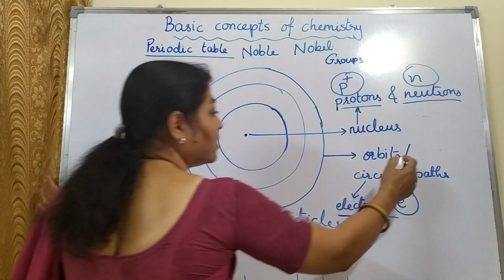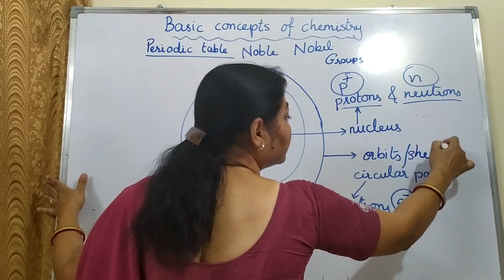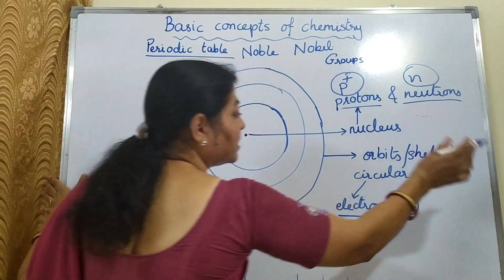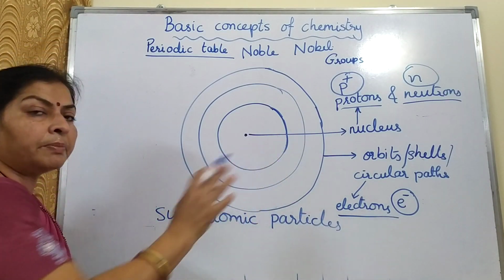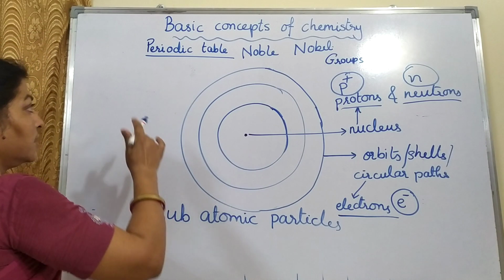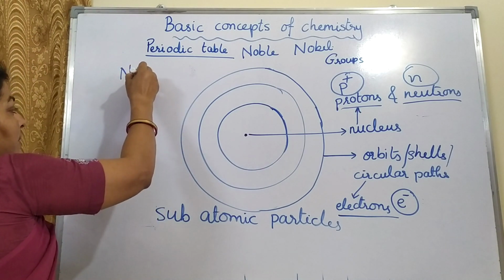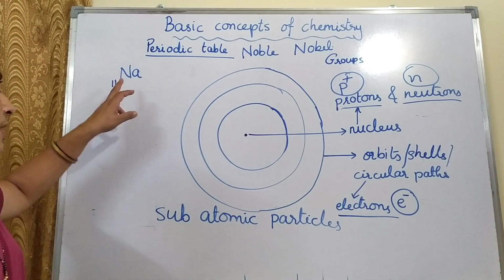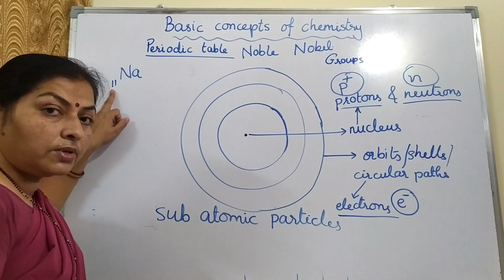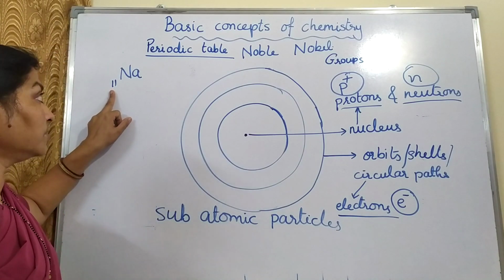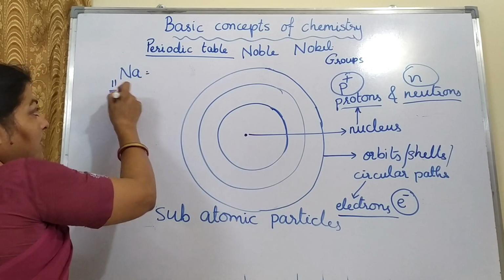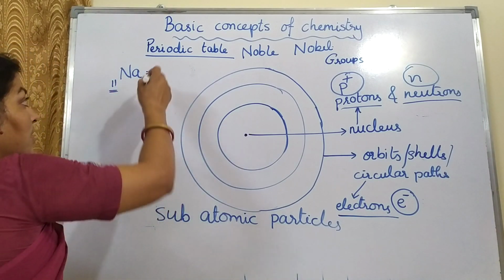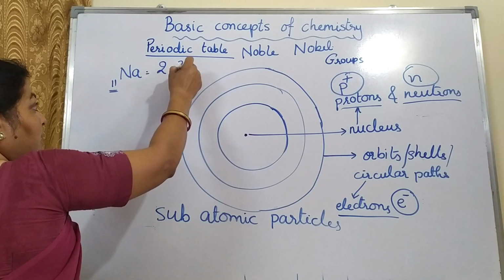These circular paths are also known as shells. Shells, orbits, circular paths are also known as energy levels. You just remember orbit, shells or circular path. So sodium, its atomic number is 11. Atomic number means the number of protons as well as the number of electrons in the neutral atom. So sodium, as it is having 11 electrons, the configuration will be 2, 8, 1.